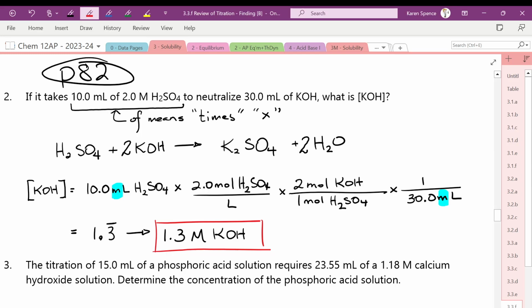I did it all in one line, but you don't have to. Okay, you can do it in steps. You can be like, oh, I'm going to find the moles of H2SO4. Yeah, so you might just do this step here. And you could, of course, not do it in milli. You could do it in liters. That would totally be good. Yes?